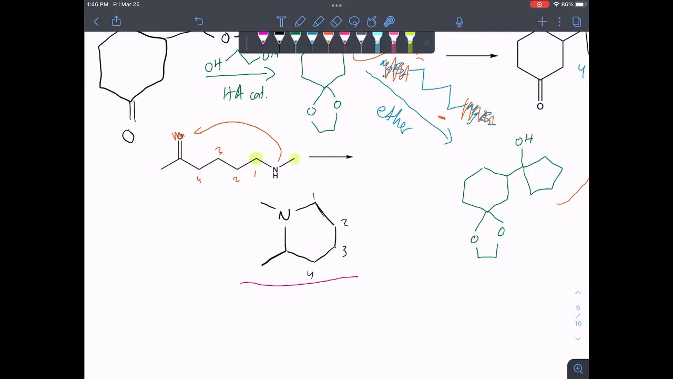Yeah, so basically with an enamine formation, once you've attached the nitrogen wherever you want to attach it, we do an elimination reaction from one of these side hydrogens. And you're going to do the elimination reaction from the more substituted side. In this case, that would be the right side. So you would put the double bond there.